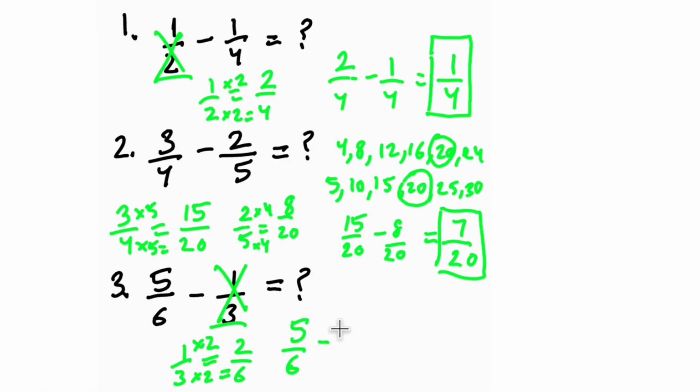5/6 minus 2/6 is equal to 3/6. But we're not done yet. 3/6 we could still simplify it more. Because if we divide the top and bottom by 3, we get 1 over 2, 1/2. So 5/6 minus 1/3 is equal to 1/2. So our answers for these questions are 1/4, 7 over 20, and 1/2.